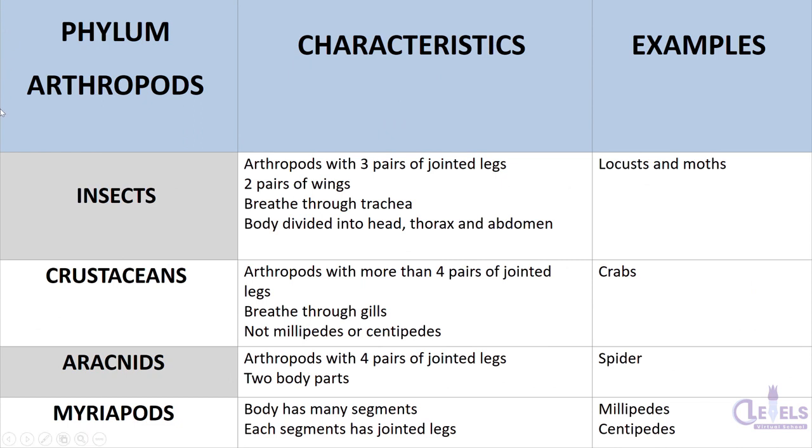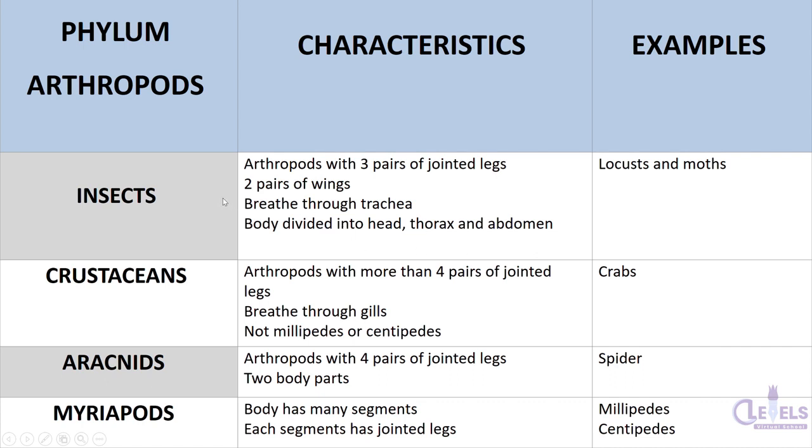So this one includes insects, crustaceans, arachnids, and myriapods. Insects are the most common. Arthropods generally translates to having jointed limbs. So these are the creatures that have jointed limbs, or limbs that have multiple joints. Insects are the arthropods with 3 pairs of jointed limbs or jointed legs. They have 2 pairs of wings. They have a trachea, and their body is divided into head, thorax, abdomen, like 3 parts.